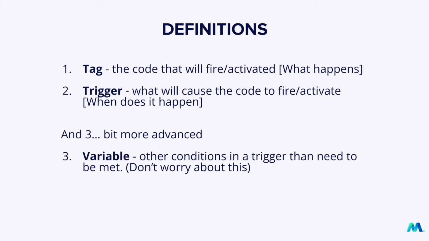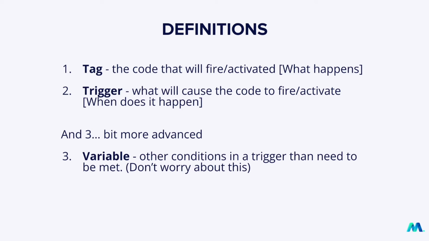So here are a few definitions. These are the three things you need to know. Well, realistically, it's the top two, and I say it's the top two because these are the ones I mostly use myself. So there's the tag, which is the code that will fire or is activated, which is pretty much what happens. For example, you've got the Google Ads code, which is what you want to fire.